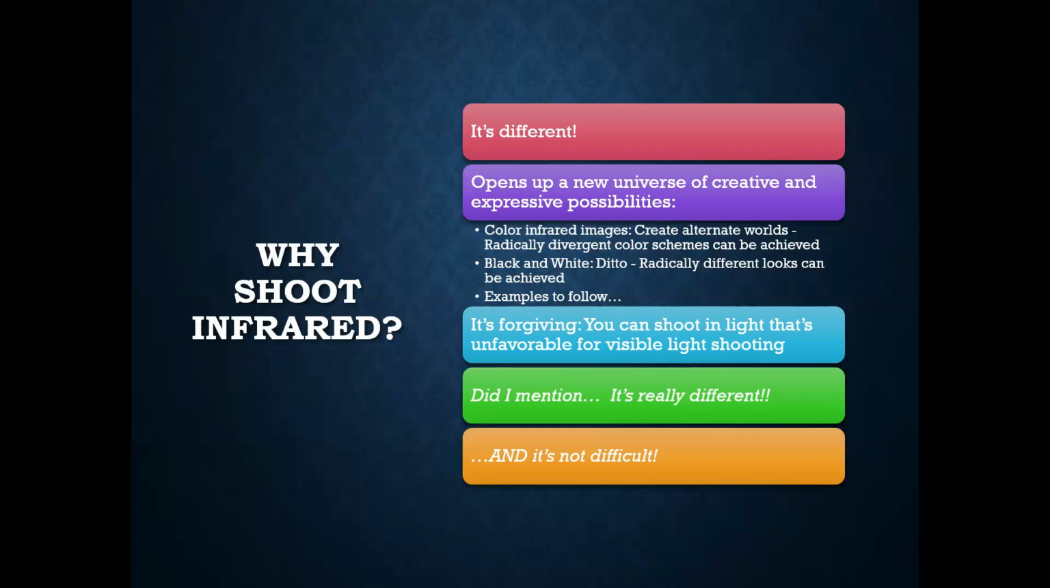It's also very forgiving, infrared is, because you can shoot in light and under conditions that really wouldn't work very well for visible light photography, like high noon on a sunny day. There's a lot less contrast in infrared images than there is in visible light images. And so you can get away with a lot more than you could with your visible light camera. So did I mention it's really different?